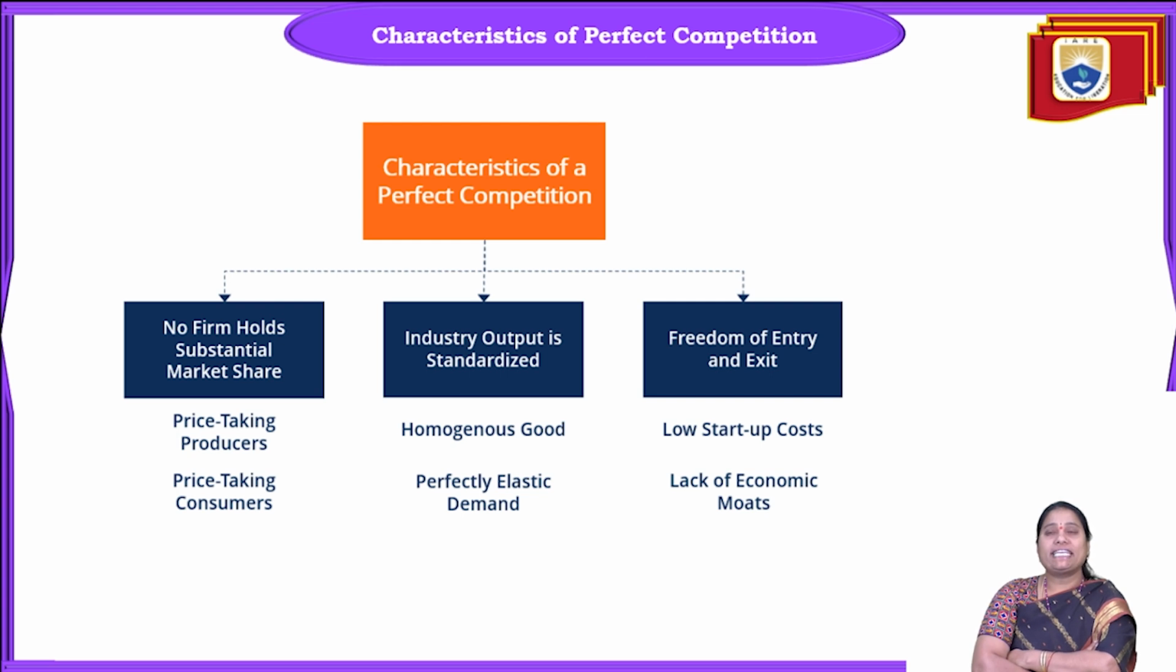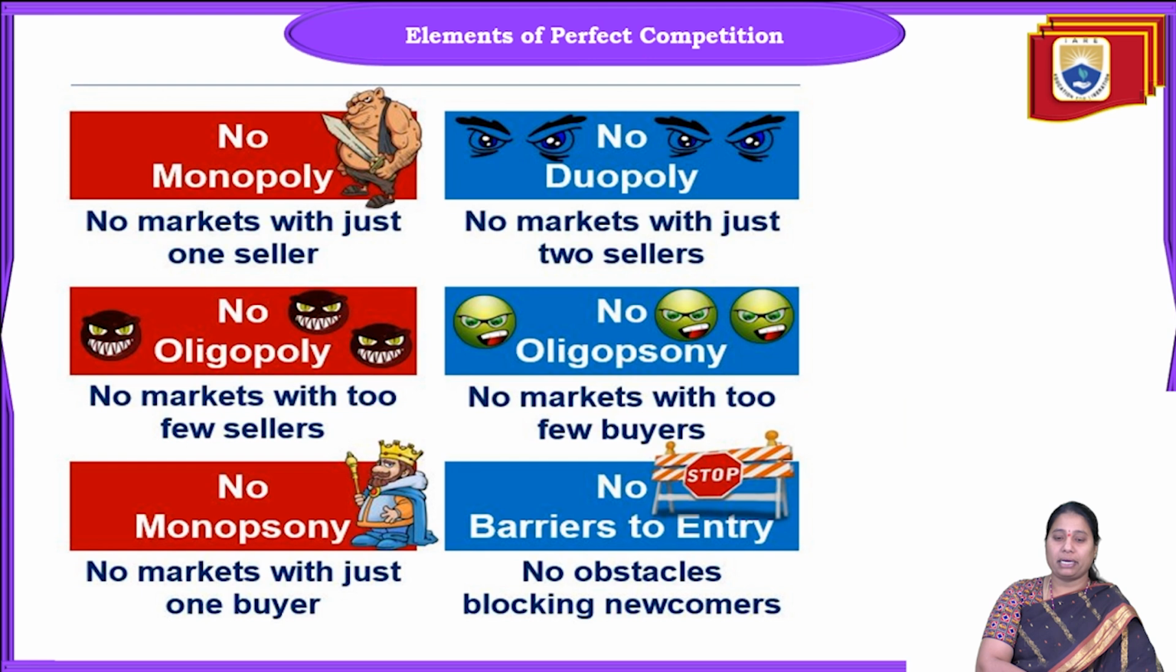So that's why the characteristics of perfect competition mean the firm holds a substantial market share. All the people will be equal, and industry output is standardized because of homogeneous goods; they are going to be producing the same kind of outputs, and there's freedom of entry and exit in that particular market. So that's why perfect competition means there is no monopoly.